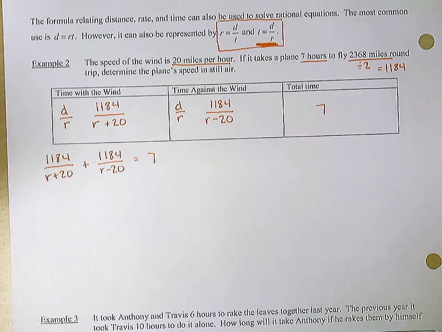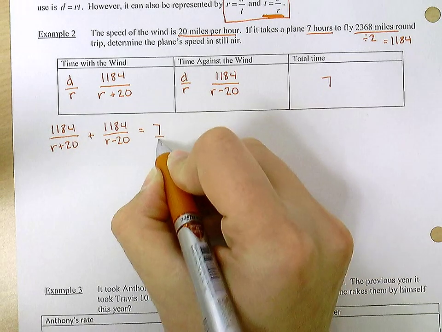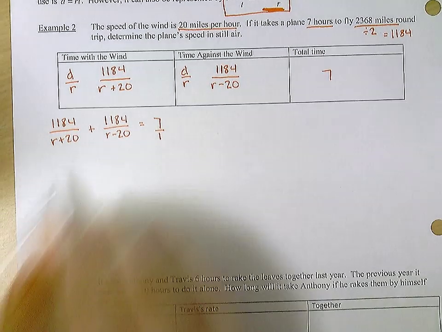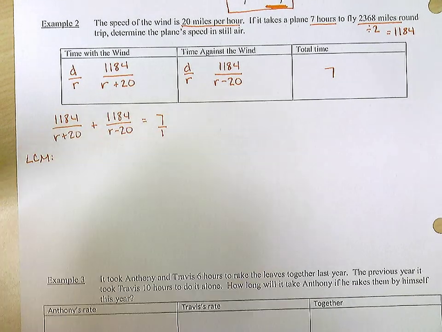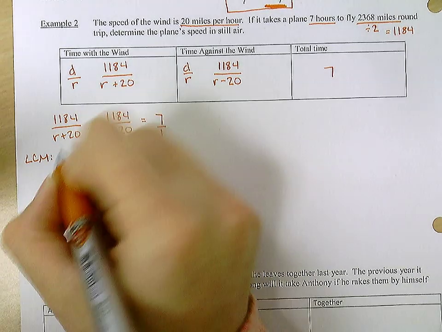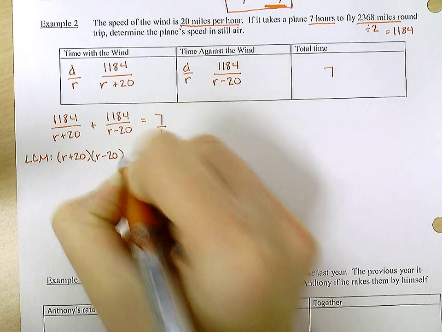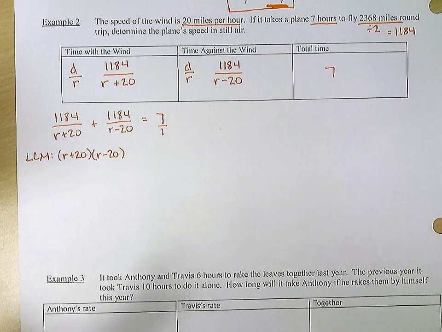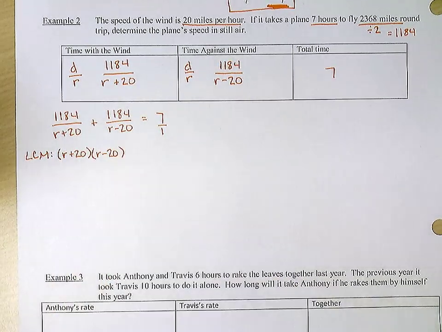Now that I've set up this rational equation, I can find the LCM of your denominators, keeping in mind that this 7 is over 1. It's a whole number, so it's over 1. So what is my LCM for all those denominators? R plus 20 times R minus 20, kind of. I want to write it out like this because I have this quantity and this quantity. So this is what I need to multiply into my 3 fractions.